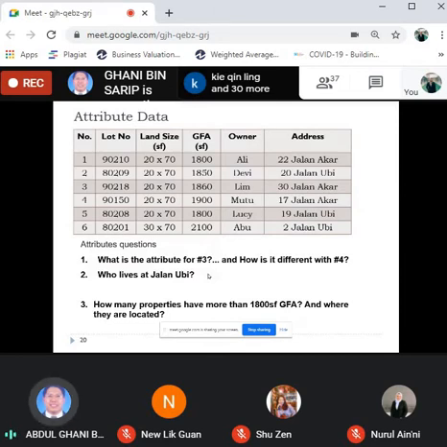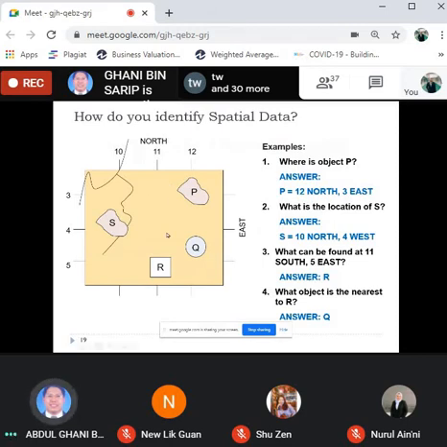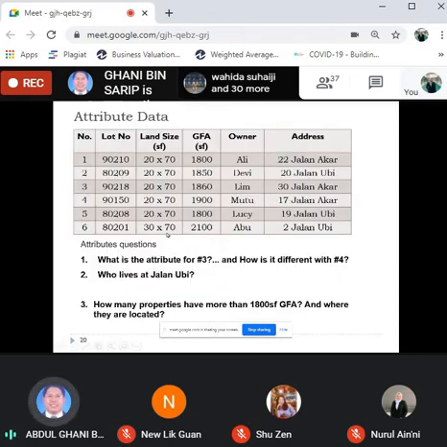And what about attribute data? Like I said just now, it is actually a simple spreadsheet in the form of rows and columns, right? And we could also analyze attribute data that are associated to a map. In GIS, this spatial map is linked to these attribute data or attribute information. So from this database, spatial and also non-spatial, or spatial and attribute database, we could also ask questions, right? Let's say what is the attribute of number 3, and how is it different from number 4, right?